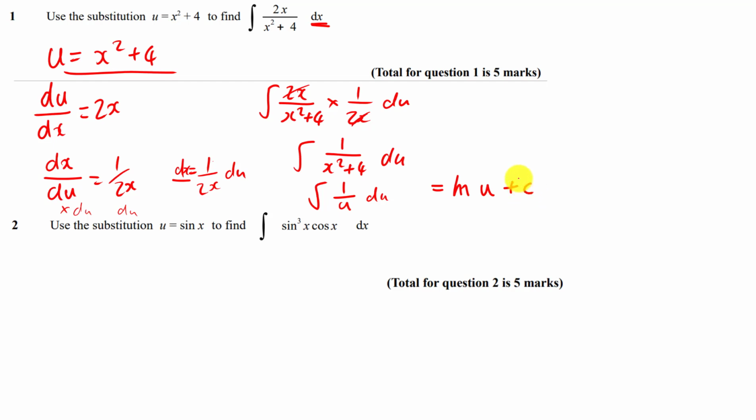Okay, so we know u equals x squared plus 4, so to complete it in terms of x, that's going to equal ln of x squared plus 4 plus c. Okay, so hopefully you can remember that. You just need to remember that as an integration fact. Right, does that make a bit of sense, or do you want me to go over something in a bit more detail with you?